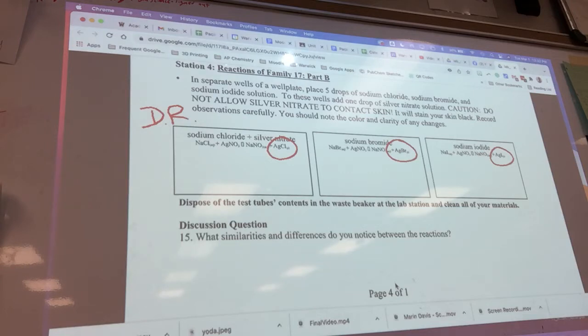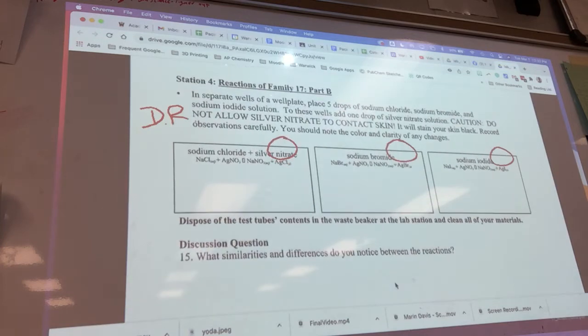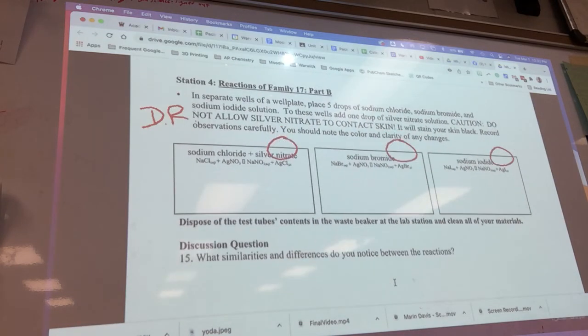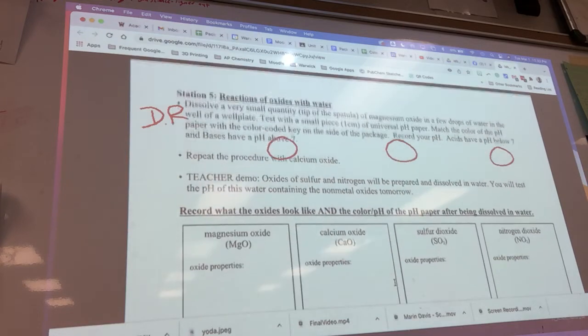That's it. That's station number 17. So again, not a lot happening there, but just to show you, if you know how one element reacts, you can pretty much predict, at least in the right ballpark, what the other elements are going to do as well. All right, station number 5.